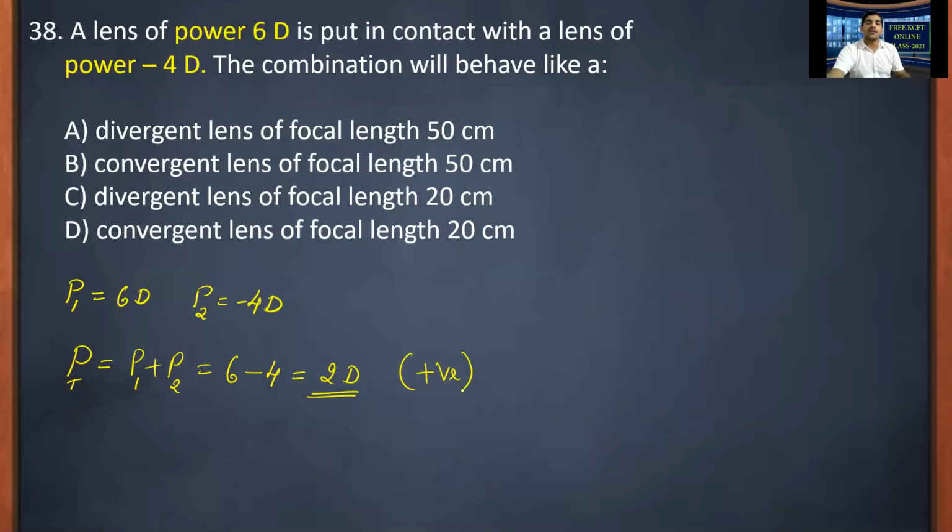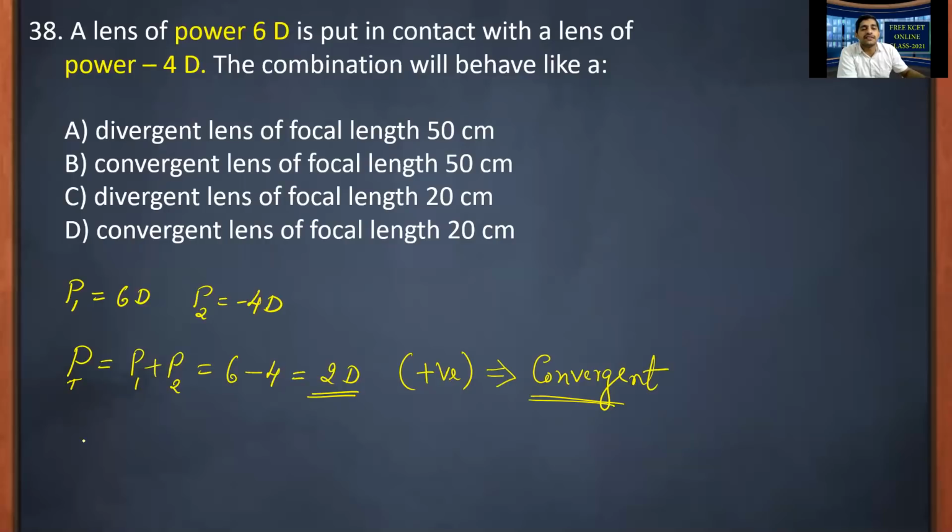First thing, what does a positive power mean? Say the power is 6D, then this is a convex lens with a power of 6. Here the minus sign indicates that it is a concave lens. So whenever we get a power as positive, it implies that it must be a convex lens, or what we call convergent in nature. So the combination will behave as a convergent lens.